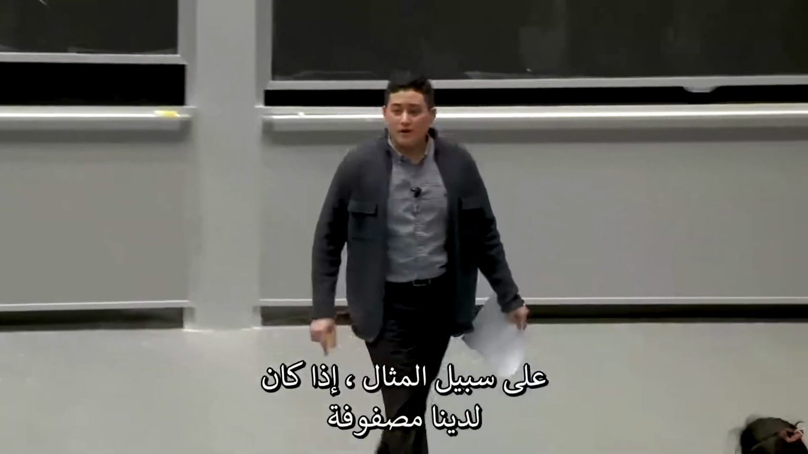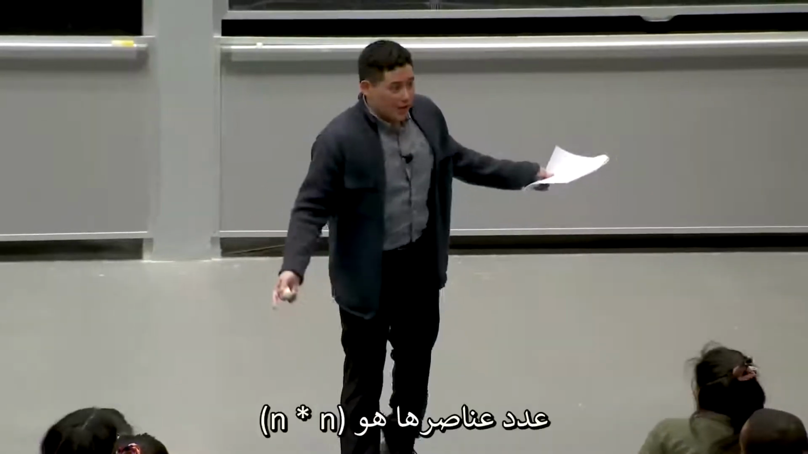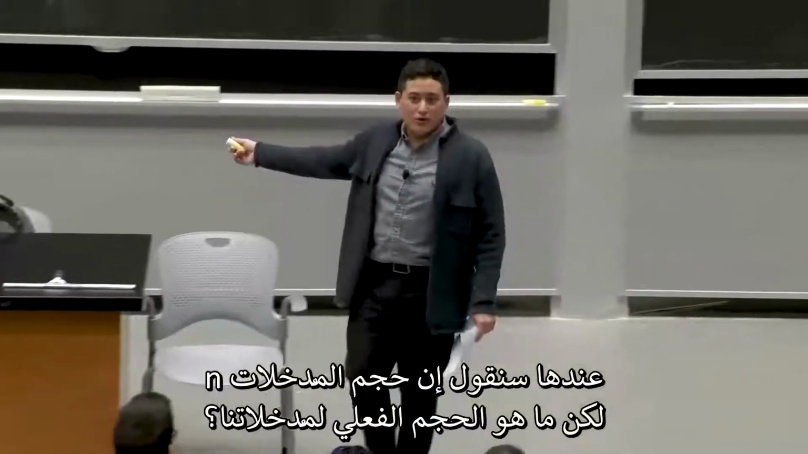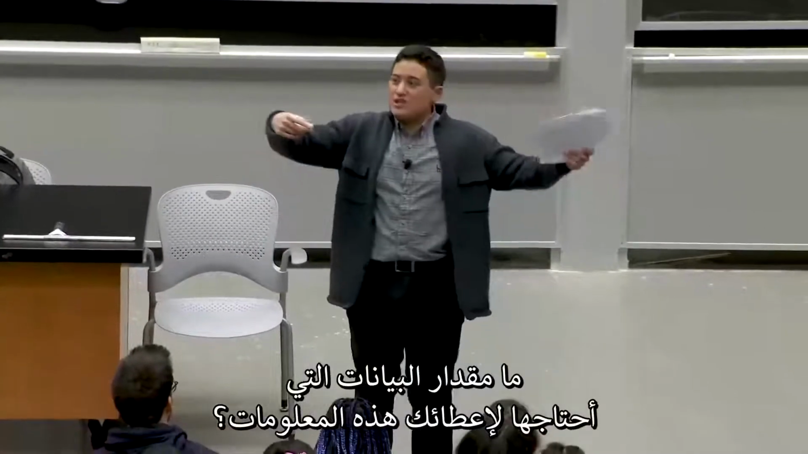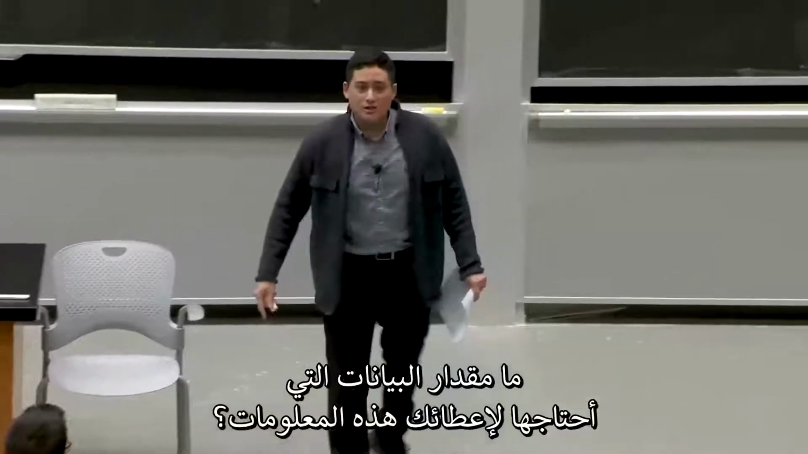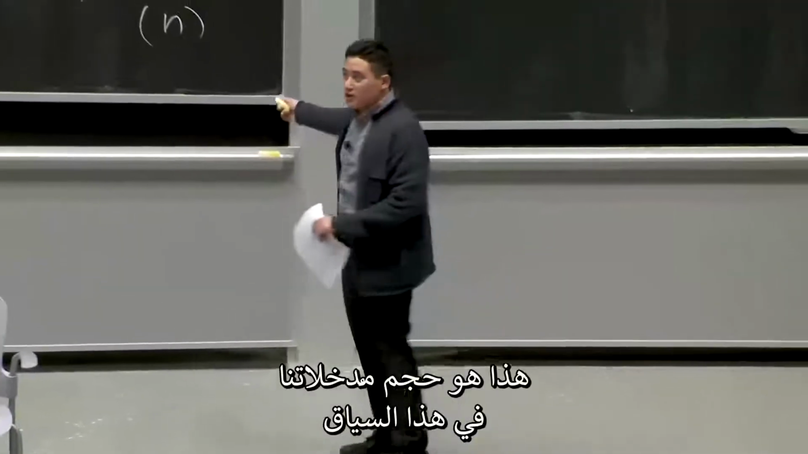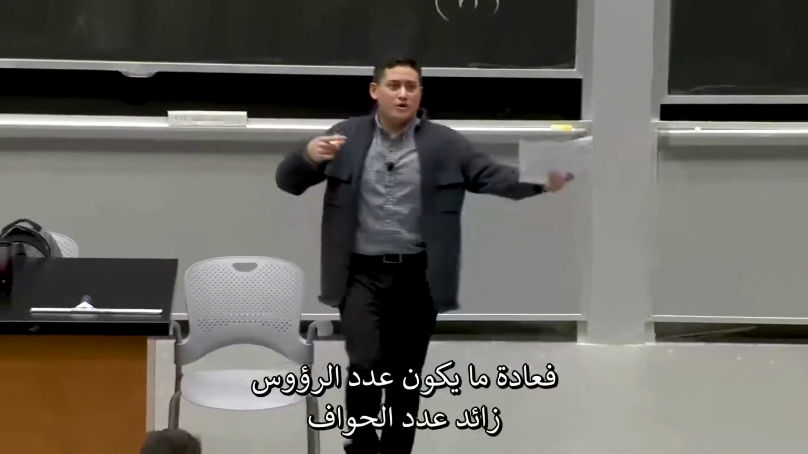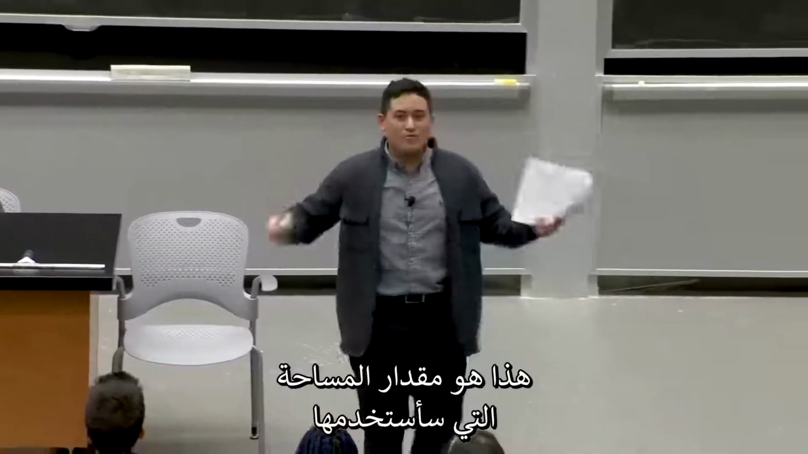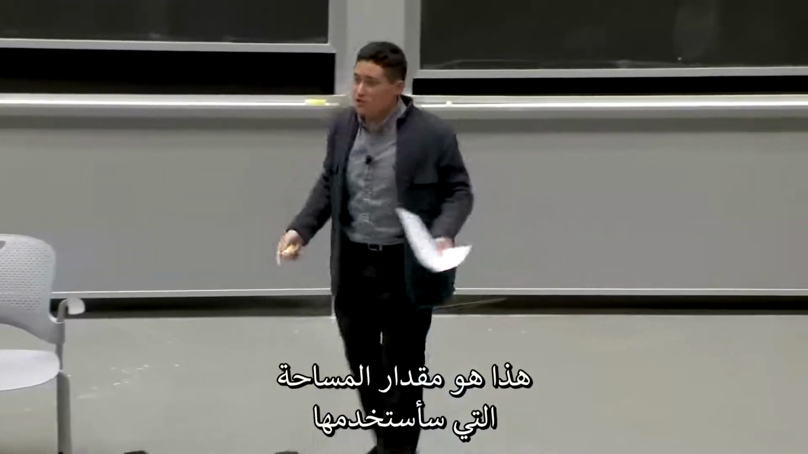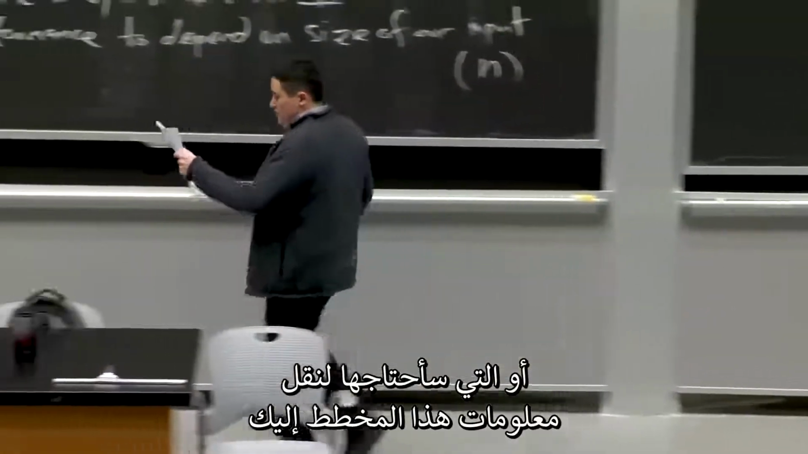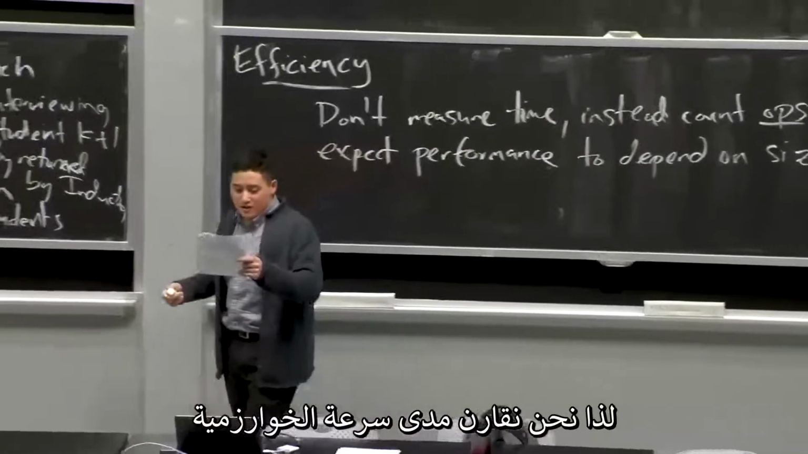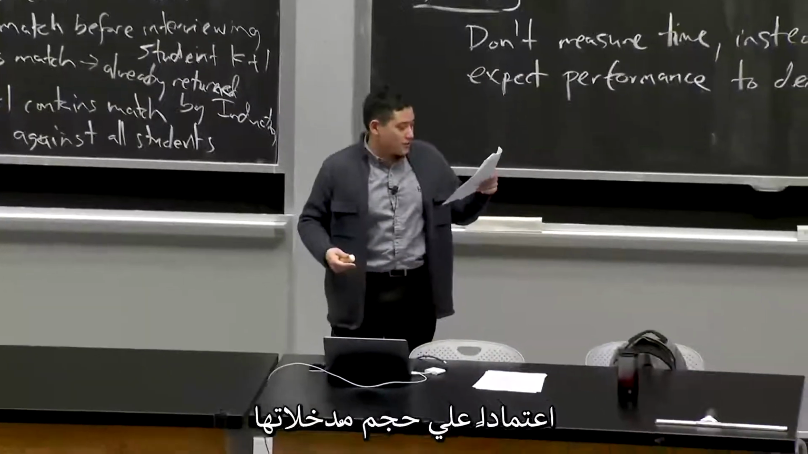So for example, if we have an n by n array that I give you, we're going to say n, but what's the size of our input? How much information do I need to convey to you to give you that information? It's n squared, right? So that's the size of our input in that context. Or if I give you a graph, it's usually the number of vertices plus the number of edges. That's how much space I would need to convey to you that graph. Okay, so we compare how fast an algorithm is with respect to the size of the input.